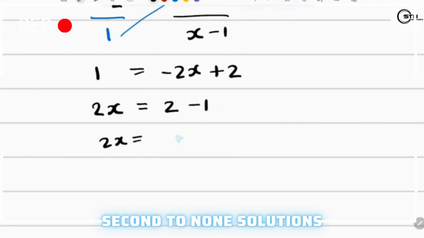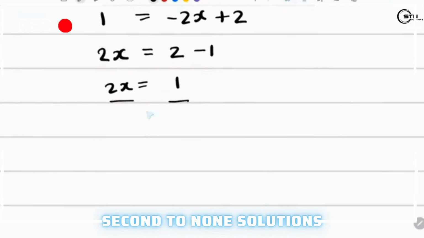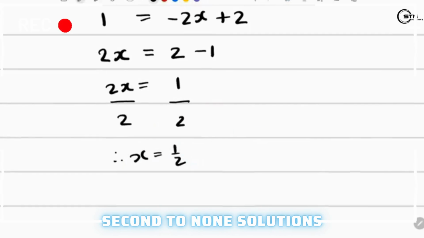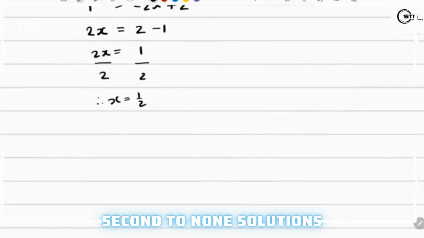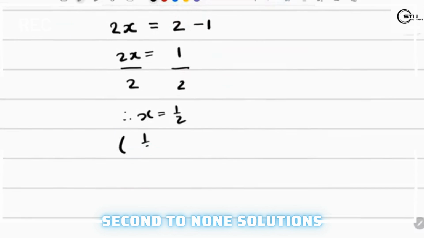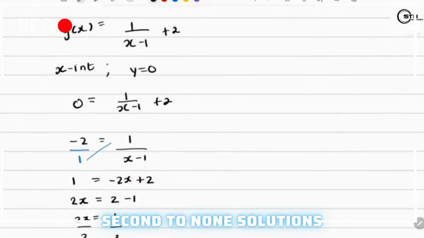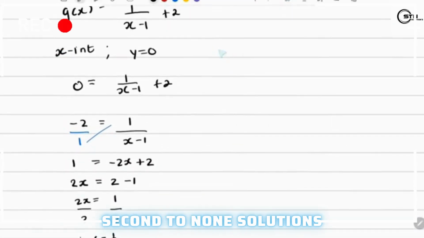Then 2x is equal to 1, and then divide both sides by 2. And therefore x is equal to a half. So that is your x-intercept. As a coordinate, it is a half and the y value is 0, because remember, we said make y equal to 0. So that's the x-intercept.